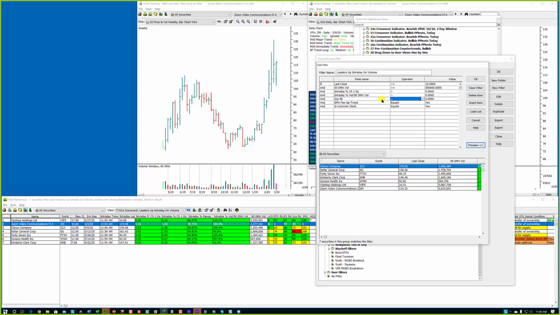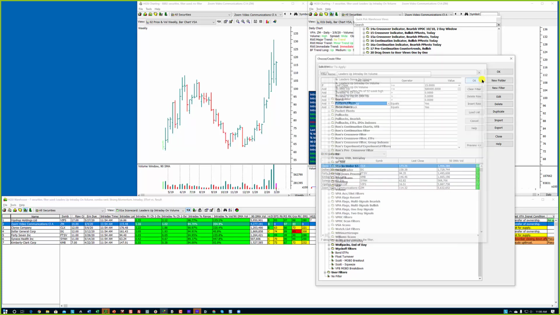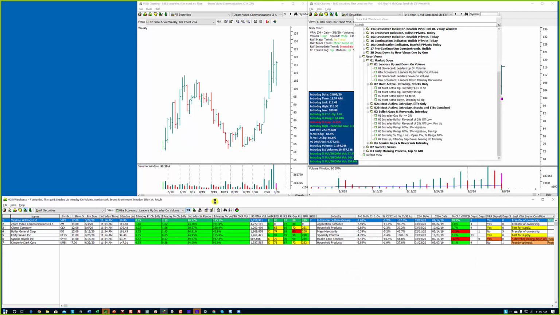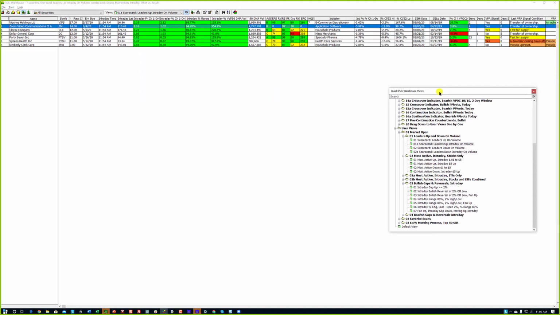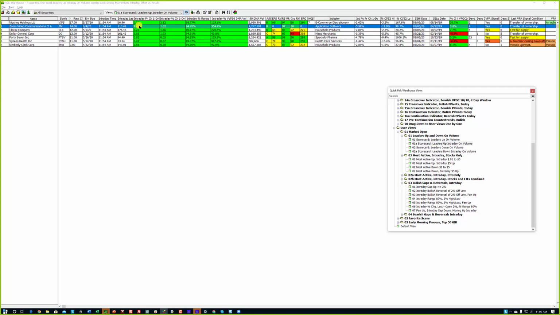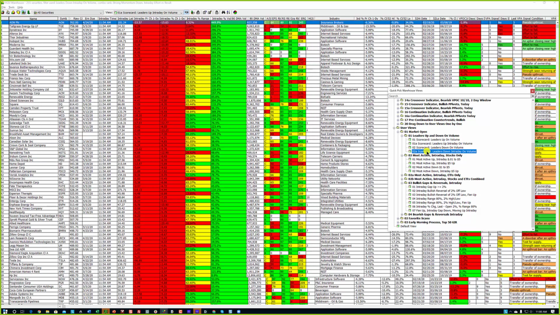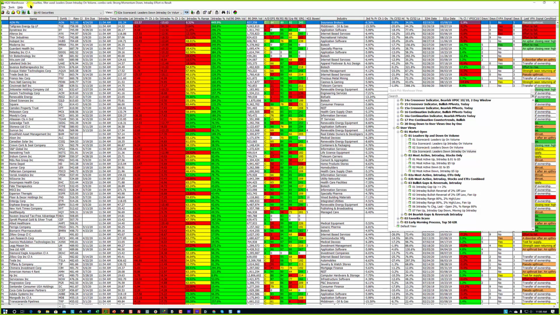because it shows us stocks that are in an uptrend based upon the fan that I use, and they meet these other requirements. And you really get a good feel for, I'm going to make this full screen here, for where the strength or weakness is when you go to the other side. Leaders down intraday on volume, 255.